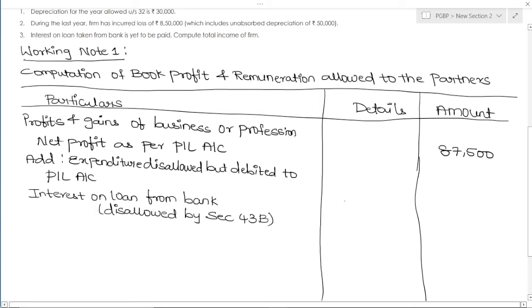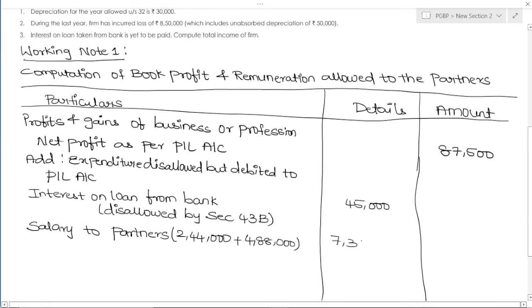Other expenses are allowed as deduction, nothing is specified, so income tax also allows. Salary to partners. As per step 3, salary should be added back, we discussed or not. So let us add that. Salary to partners, 2,44,000 is given for Uttar and 4,88,000 for Dakshin. When we do the total, it comes to 7,32,000. So write down salary to partners, added back.